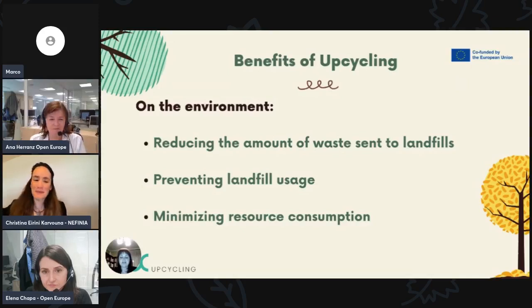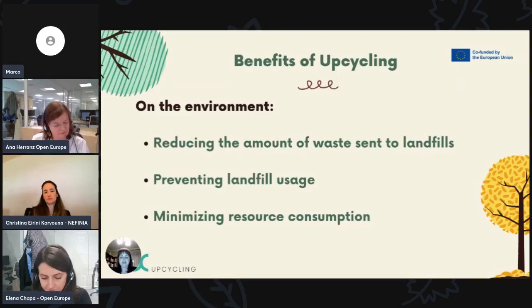The environmental advantages of upcycling are substantial. It not only reduces the volume of waste sent to landfills annually, but also diminishes the necessity for new material production. This in turn leads to reducing air and water pollution, lower greenhouse gas emissions, and often results in the conservation of resources.